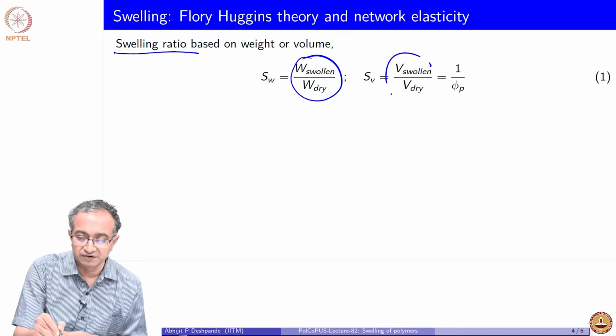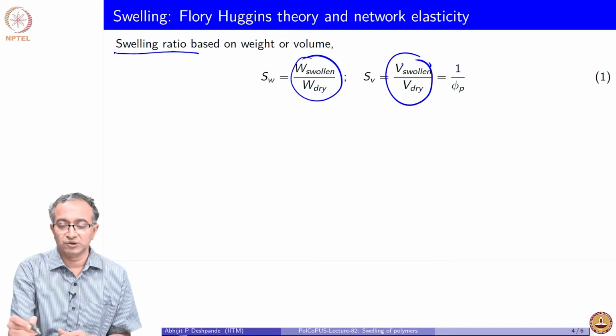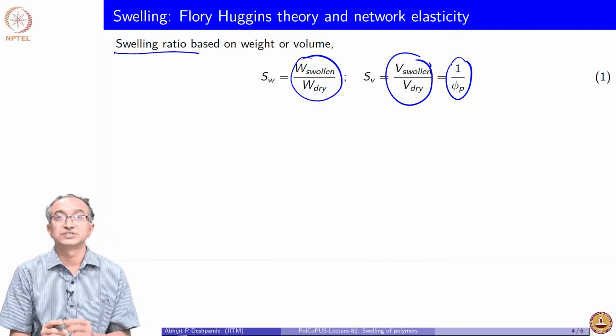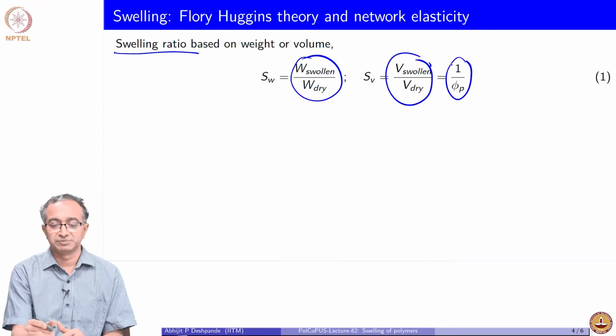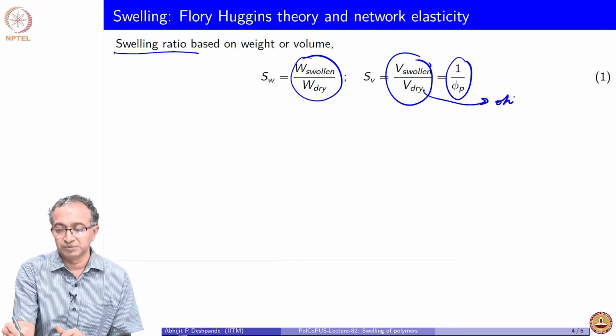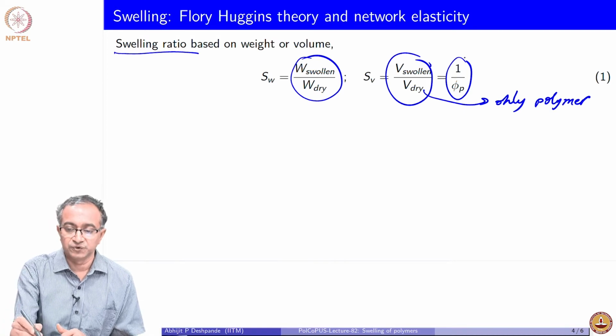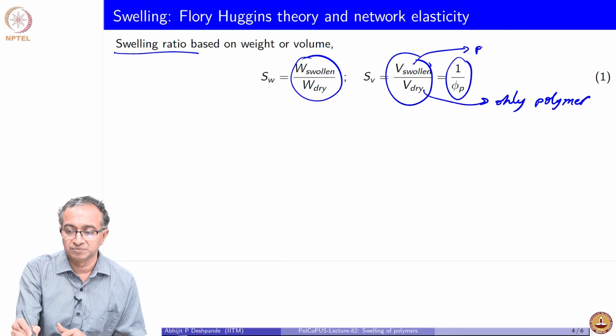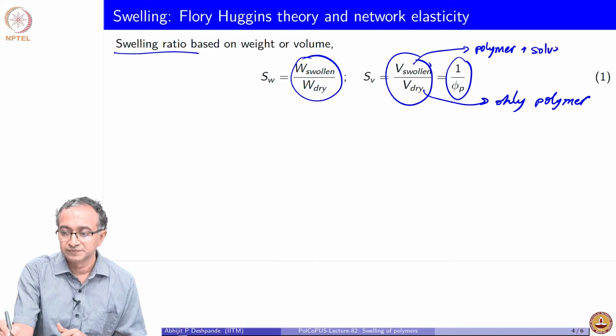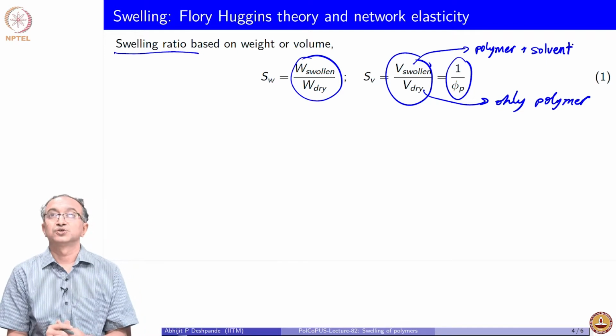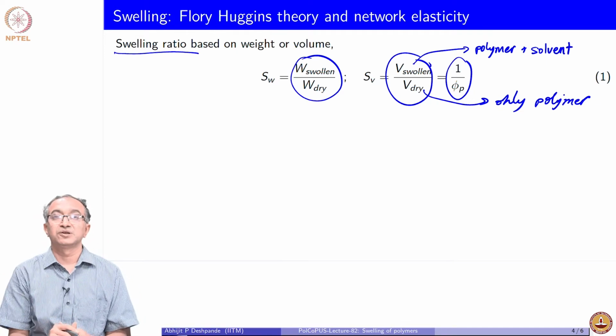We could also look at it on a volume basis, and on a volume basis the swelling ratio is just the inverse of polymer concentration, because in the dry state there is only polymer, and of course in the wet state there is polymer plus solvent. So, the inverse, the polymer divided by polymer plus solvent, tells us the overall volume fraction of polymer in the swollen state.